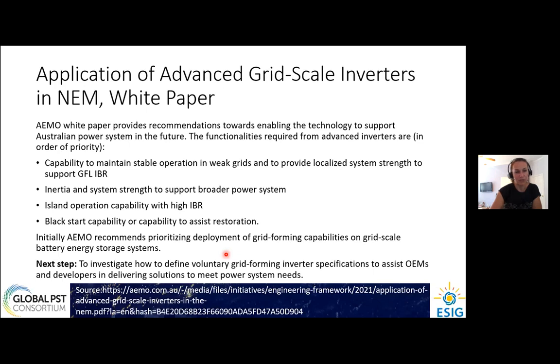So all of these capabilities, they see as stepwise, and they can be implemented more gradually rather than asking for everything at once. And then as one of the recommendations, they recommend prioritizing grid forming capabilities in grid scale battery storage systems. So this is a very important point.